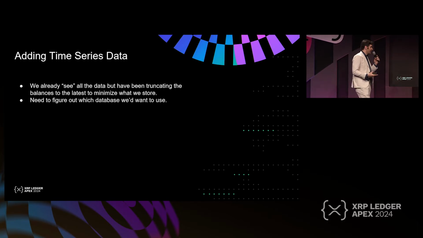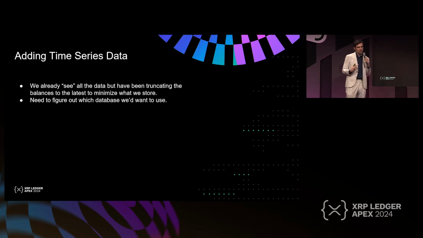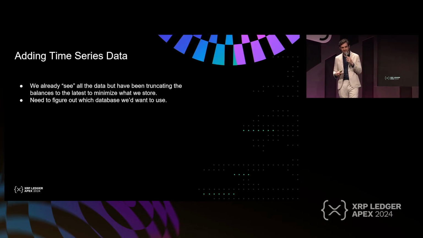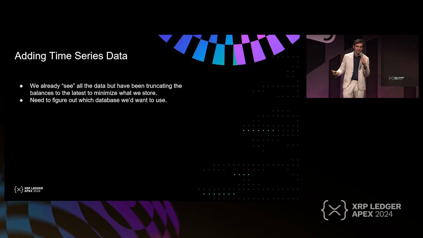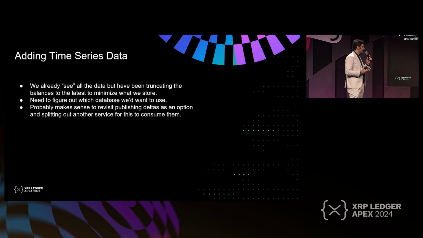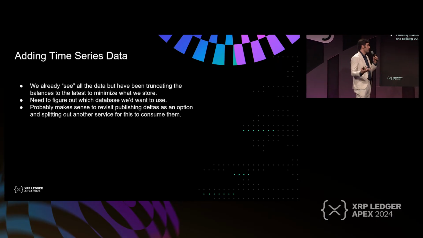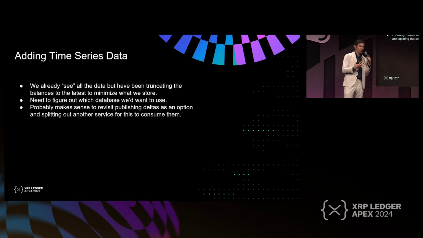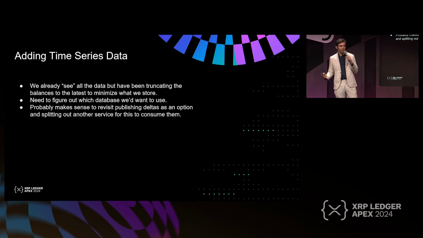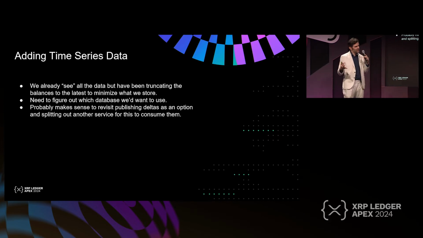We need to figure out what database we want to use. Generally, if you're dealing with time series data, there are databases that specialize in this kind of data storage. They're optimized for it. It probably makes sense to revisit publishing these deltas that we were talking about avoiding before, because we probably want to put this in another service. If we were to put this in the application that we already built, it would probably be a little bit too much responsibility for one thing, and it would slow down some of the other behavior potentially.